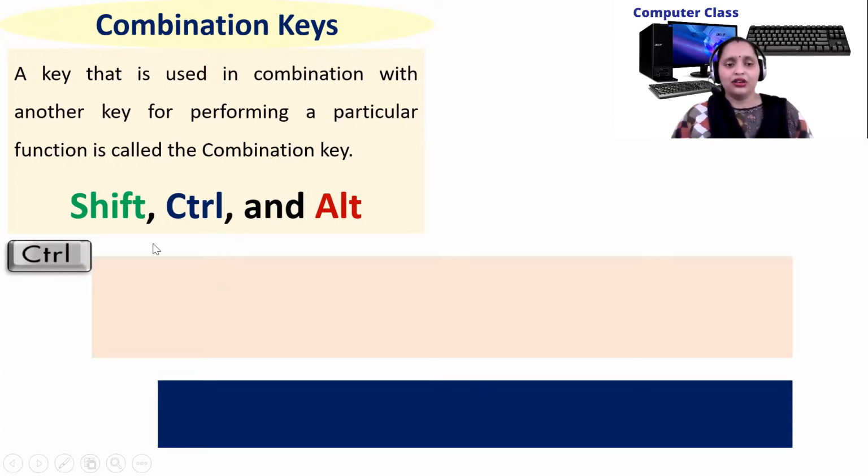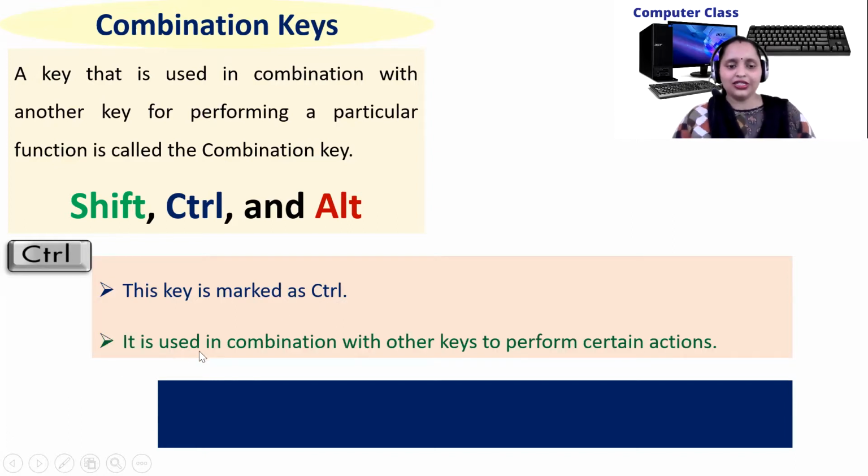Next key, which key? Control key. The next combination key is the control key. This key is marked as CTRL. The short form is CTRL. It is used in combination with other keys to perform certain actions. This key is used with other keys to perform specific functions.